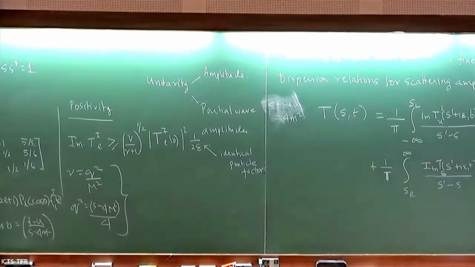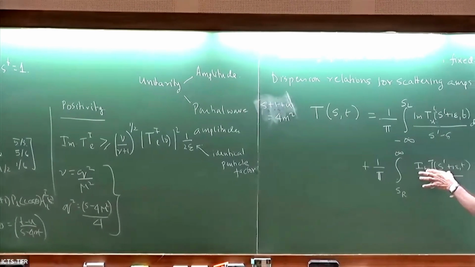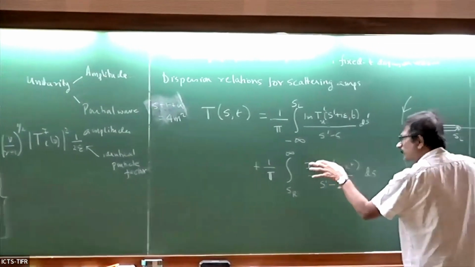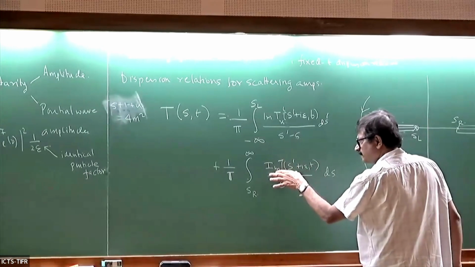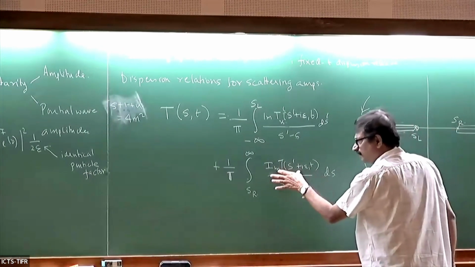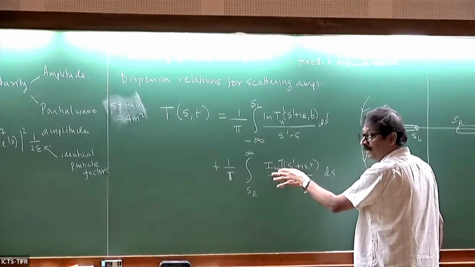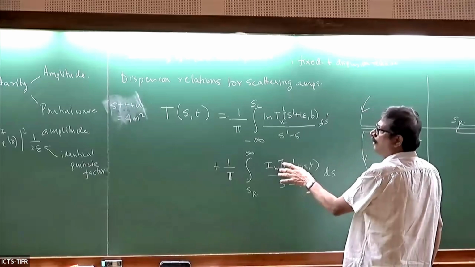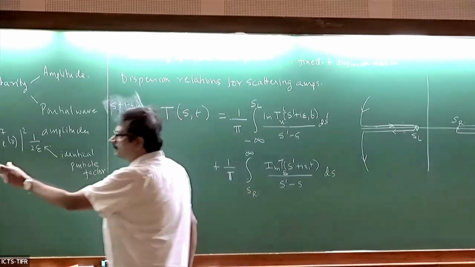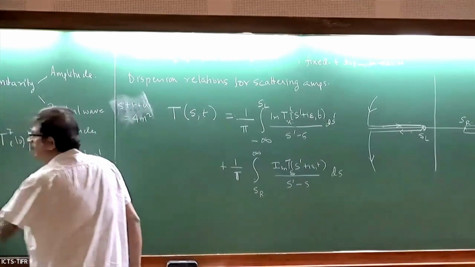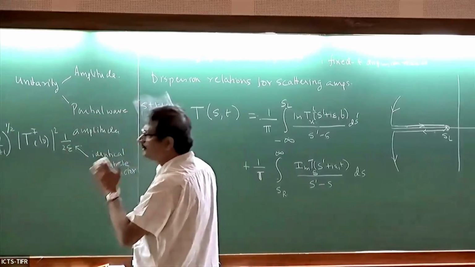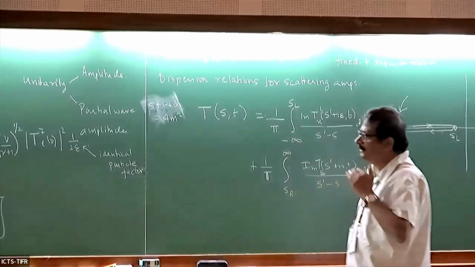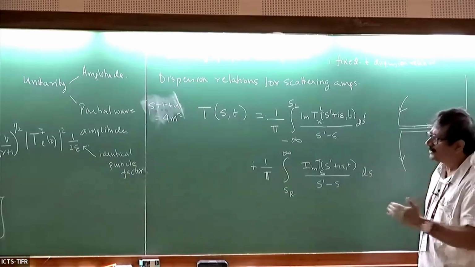Now what this is telling you is that if you take the imaginary part of the amplitude, and you insert a partial wave expansion for the imaginary part of the amplitude, then it will be a sum that involves the imaginary parts of the partial waves. And each one of the terms is positive. Therefore, the sum is also positive.